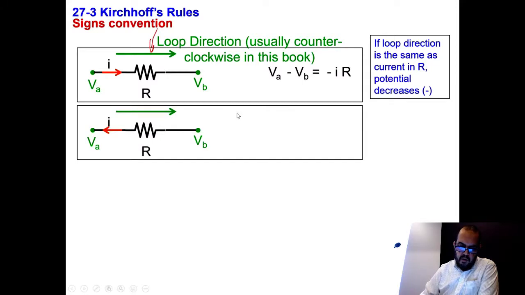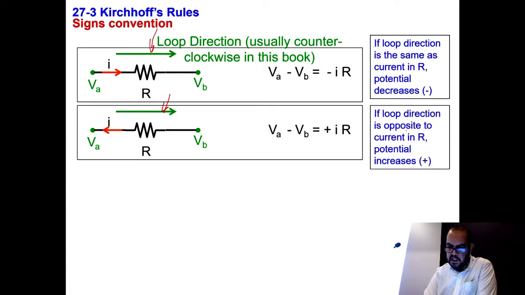The opposite, if now the current that we assumed is in the opposite direction of the loop. So this is again the loop direction that I assumed. Now notice the current is going in the opposite direction. Okay, so in this case VA minus VB is plus RI. So if I go from here to here, the potential increases. Or I can just say if the loop direction is opposite to the current direction in the resistance, the potential increases. So these are important, because when we write the equations, we have to pay attention to how we're going. Are we going in the same direction as the current or in the opposite direction? If we are going in the same direction, we use a negative sign. If we are in the opposite direction, we use a positive sign for the potentials.